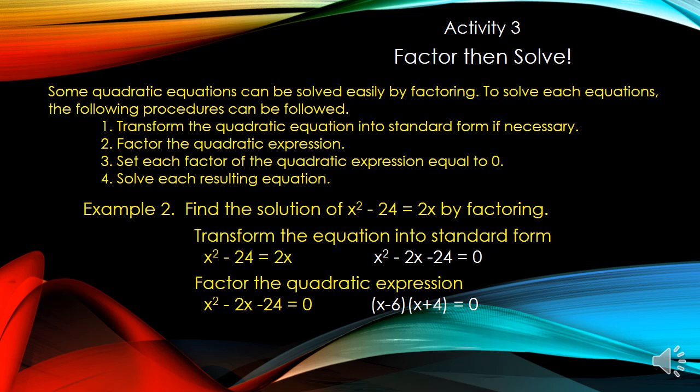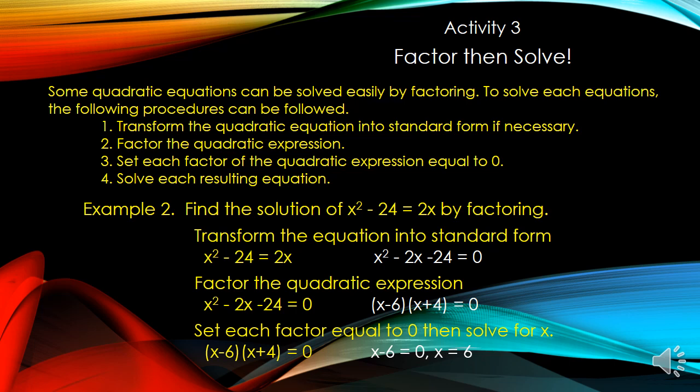So going back, since we know already the factors of x squared minus 2x minus 24, we can now proceed to steps number 3 and 4. Set each factor equal to 0, then solve for x. For the first factor, x minus 6 equals 0. Our x is equal to 6. Second factor, x plus 4 is equal to 0. Our x is negative 4. So the solutions or roots of the quadratic equation x squared minus 24 equals 2x are 6 and negative 4.